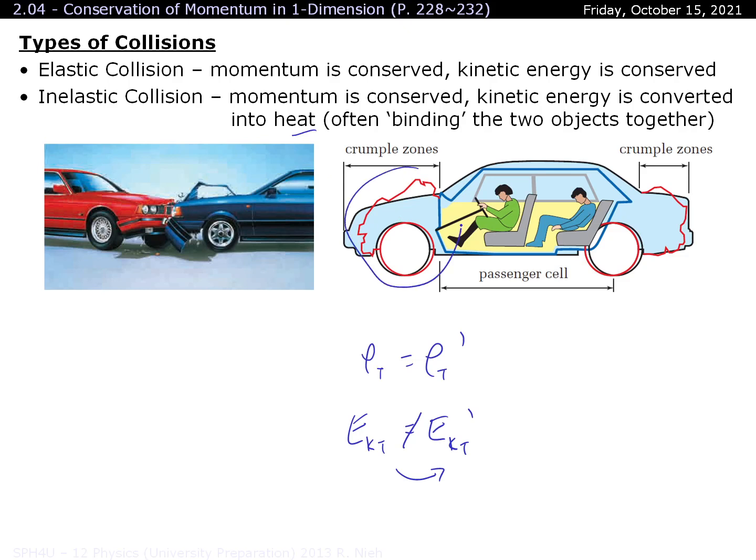And that's why cars often have these things called crumple zones. It's to convert all that kinetic energy into another form so that that energy is not dispersed into the passengers inside. So let's go through a few mathematical examples to clarify what's going on here.